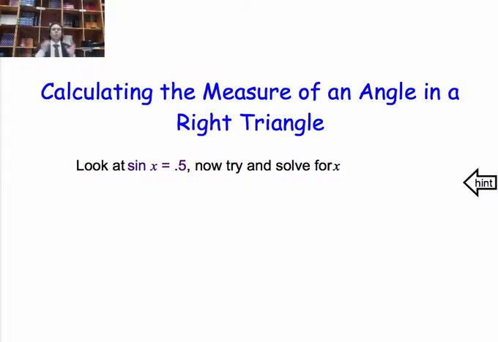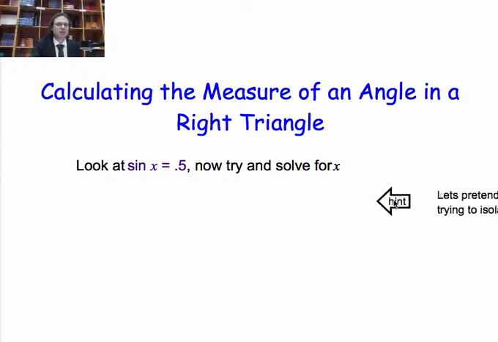Right? So no matter what right angle triangle it is, if the angle's the same, our opposite and hypotenuse will be the same ratio. So right here we're looking at sine x. It says, now try and solve for x. So how do I do that? Well, I gave a hint. It's not quite true why it works, but it helps you understand it maybe in some ways.